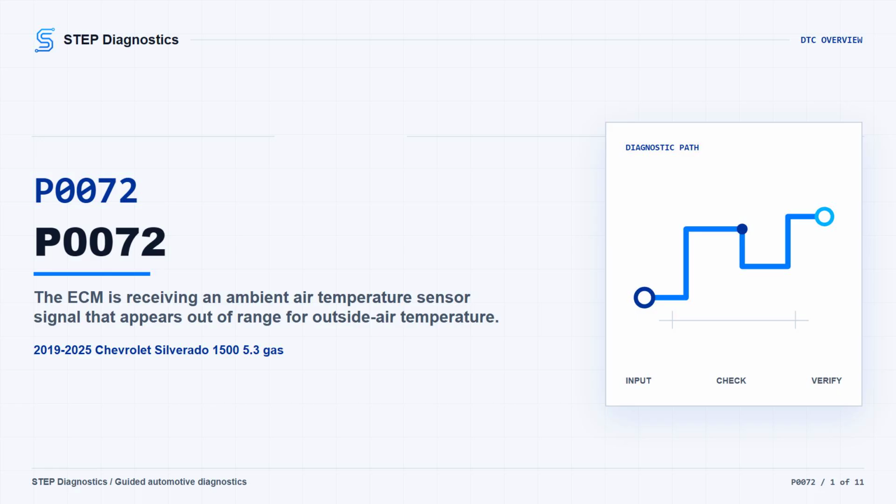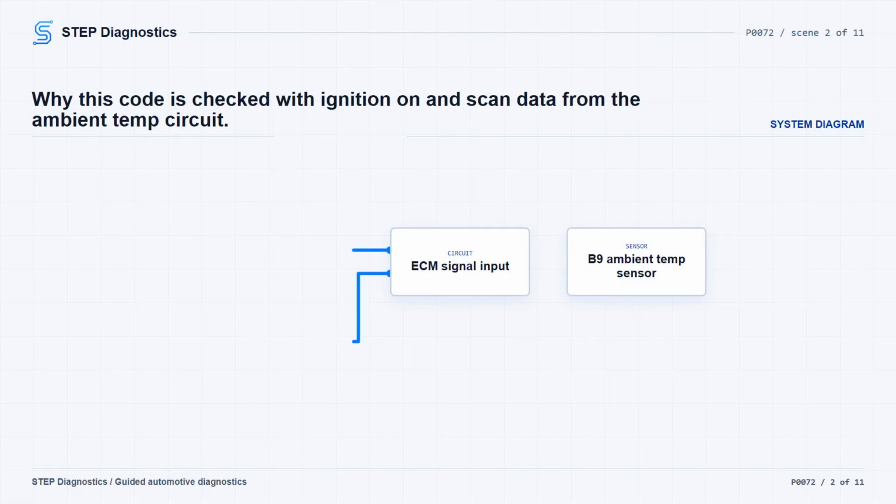The broad areas to keep in mind are the ambient air temperature sensor, its signal circuit, its low reference circuit, connector condition, and the ECM side of the circuit. For this code, keep the related ambient temperature faults as context, but diagnose the active target fault without getting distracted by a code list. The monitor runs with ignition on and the vehicle in service mode.